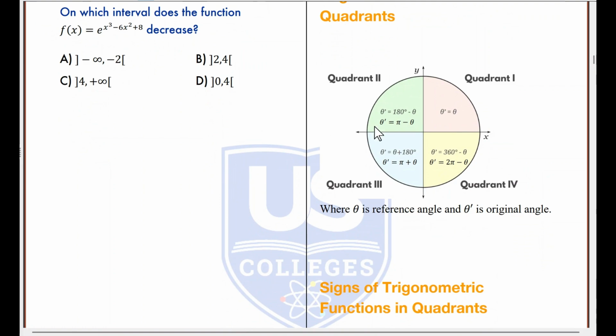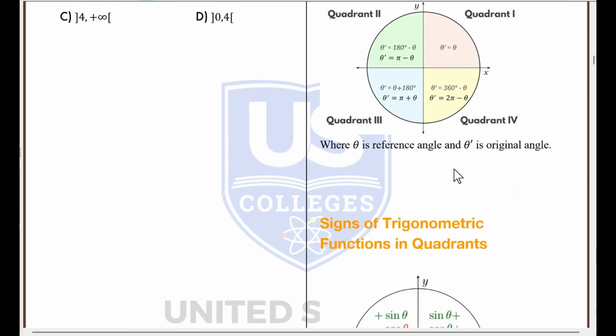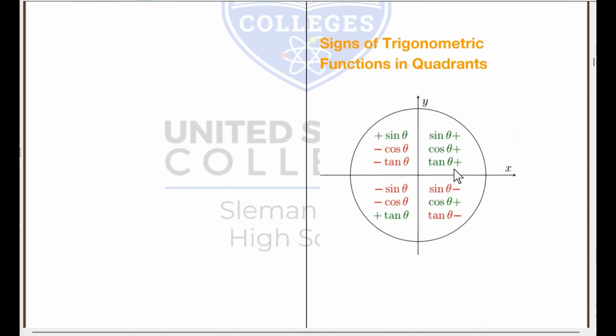And in the second quadrant, the original angle is 180 minus the reference angle. In the third quadrant, 180 plus the reference angle, and in the last quadrant, 360 minus the reference angle gives you the original angle. And we also need to be familiar with the signs of trigonometric functions in each quadrant.